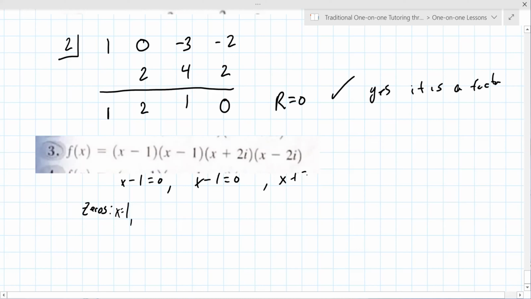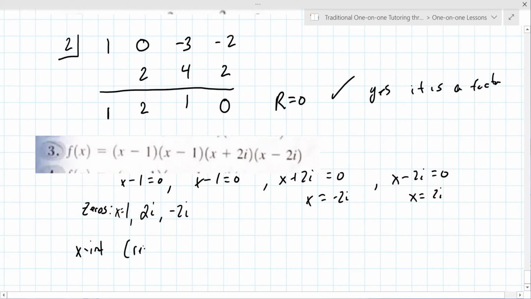And then x plus 2i equals 0, and then x minus 2i equals 0. So x equals negative 2i and x equals positive 2i. So it's 1, 2i, and negative 2i. Those are your zeros. Your x-intercepts are only the real zeros, so it's just x equals 1. That's why I have to do the zeros first, because the real ones are the only x-intercepts. Is that clear? Yeah. All right. Now write it in standard form.